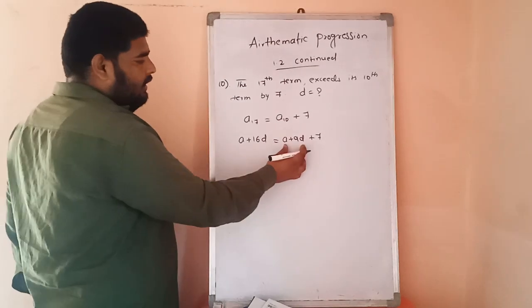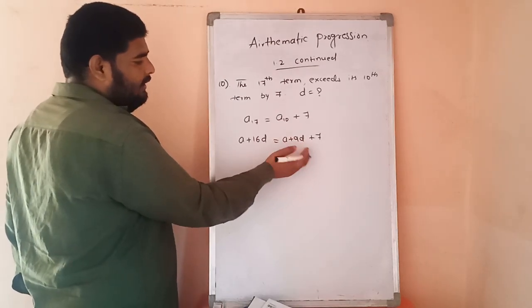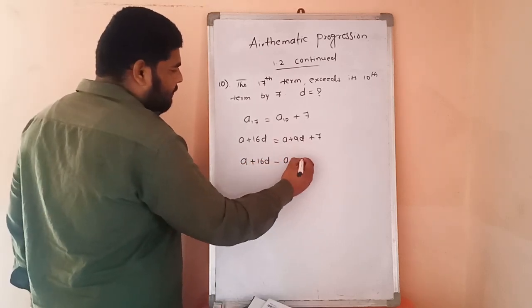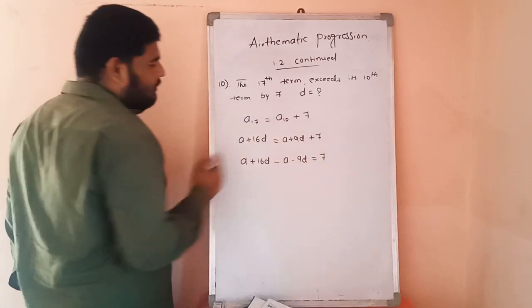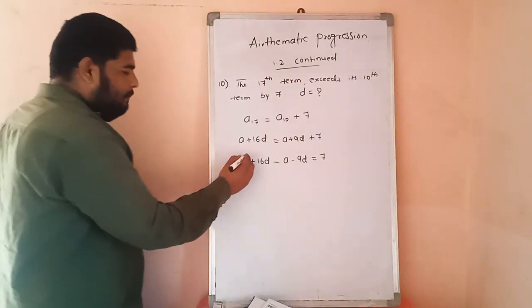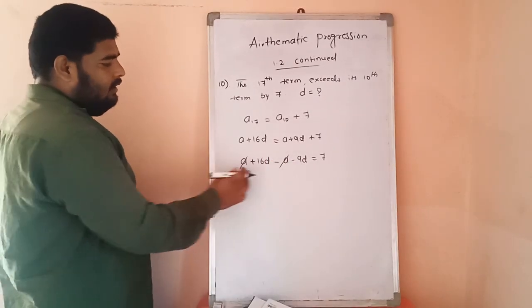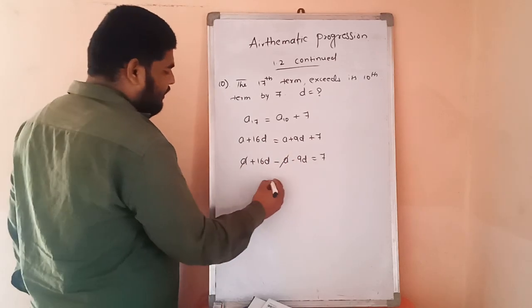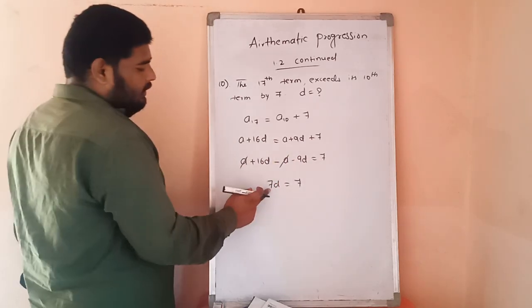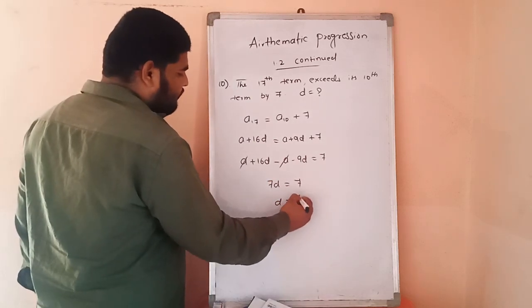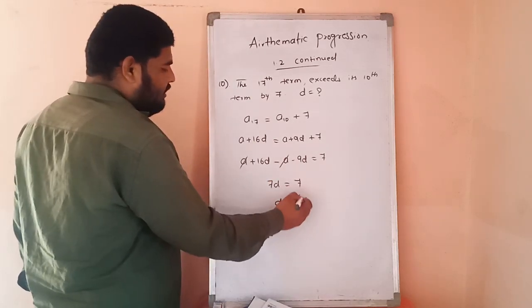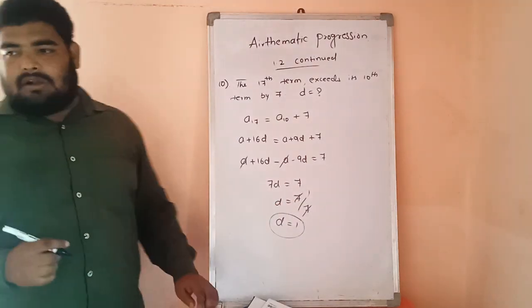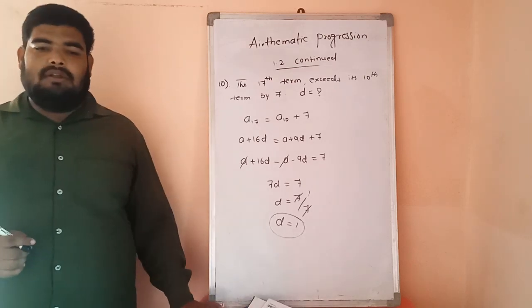Okay, so bringing these together, we get a plus 16d minus a minus 9d equal to 7. Correct? Plus will become minus. Okay, so now a minus a cancel. 16d minus 9d is 7d, equal to 7. So d is equal to 7 divided by 7. 7 ones are 7. So d is equal to 1. So the common difference is 1. Okay.